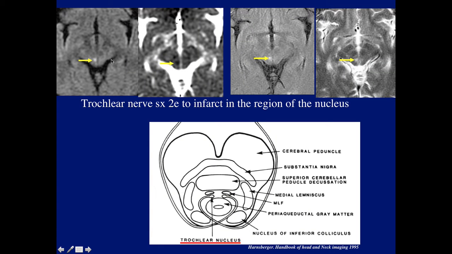Here's another patient who had trochlear symptoms, and again we see a small infarct in the appropriate region for the nucleus of the fourth nerve.